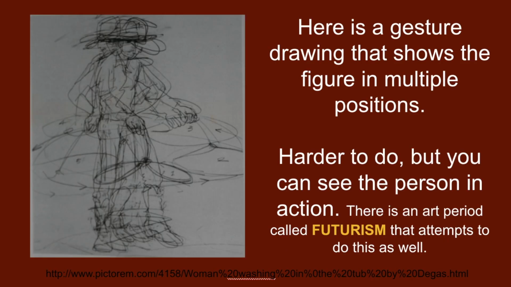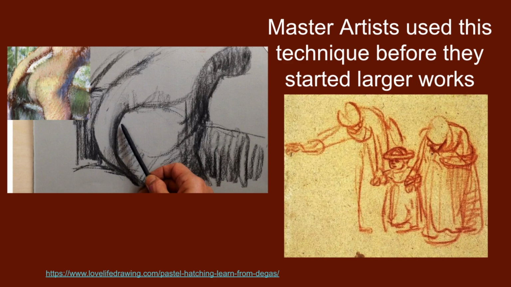So I know we probably haven't talked about futurism with you guys yet, but technically this is a gesture drawing of a cowboy using a rope and making it go around him in several positions, but they're showing all of the positions at once as a gesture drawing, and it's technically like futurism. So if you're interested in learning about that, you can look up futurism in a little while. So again, we had talked about how master artists use gesture drawing techniques as studies for larger works.